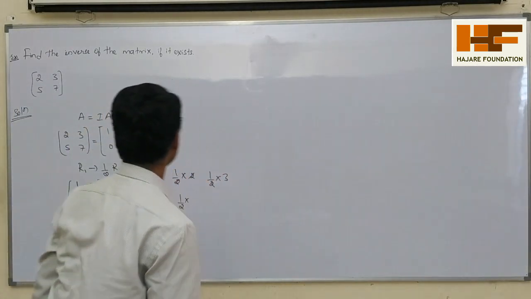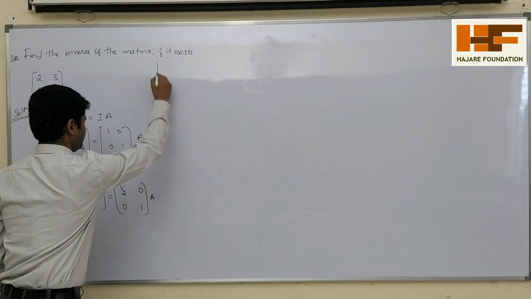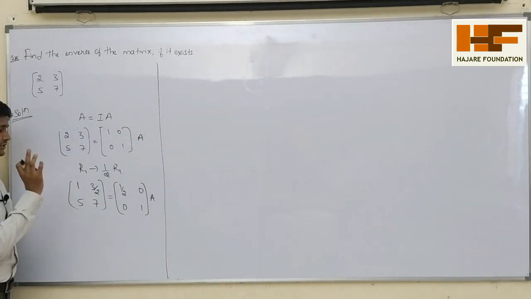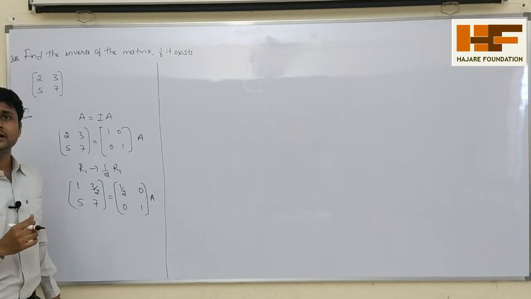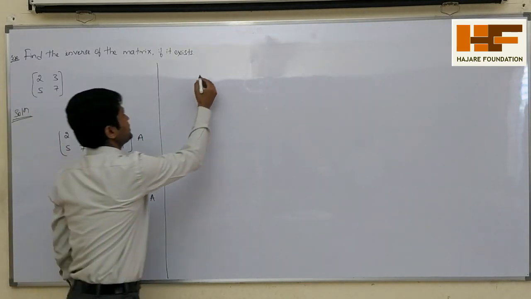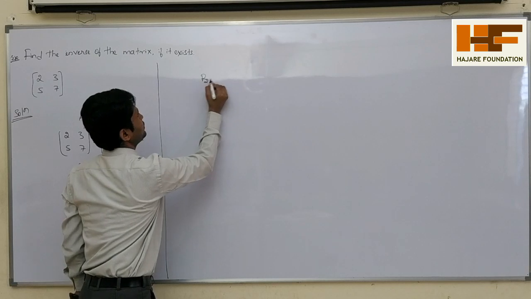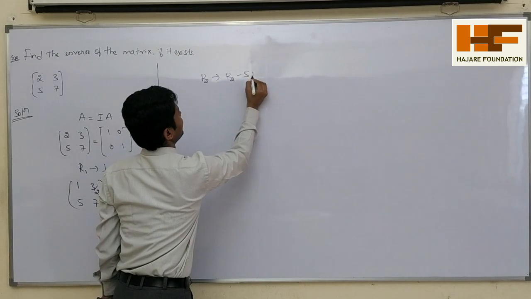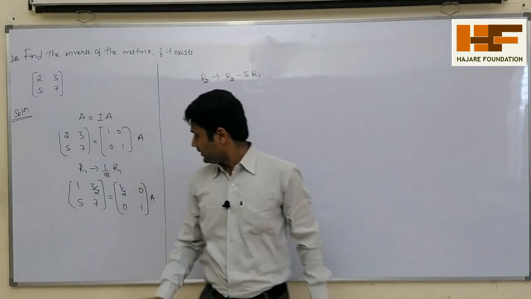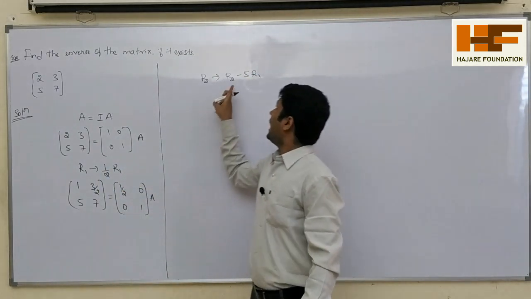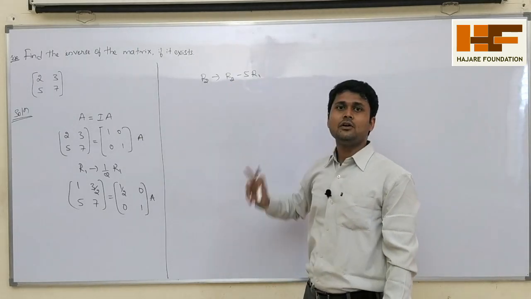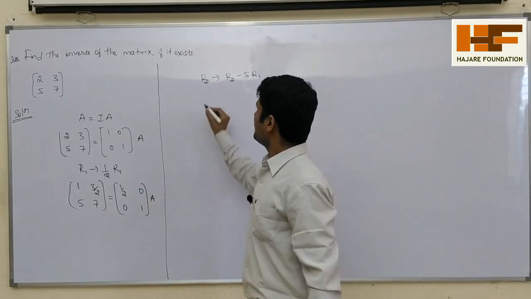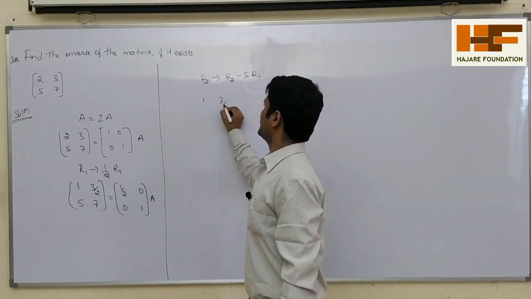Next, we have to make this element a 0, again using an elementary row operation. R2 changes to R2 minus 5 times R1. This R2 row changes to R2 minus 5 times R1. Write the first row as it is. What is our first row? 1, 3 by 2, as it is.